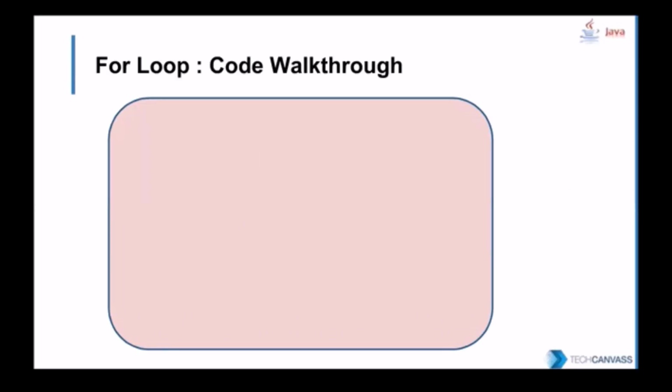Let us look at the code. So for loop code. This is the basic syntax of a for loop. It starts with the keyword for, FOR. Then the parenthesis, the round brackets, and in the parenthesis we have three items. This is a point to remember.